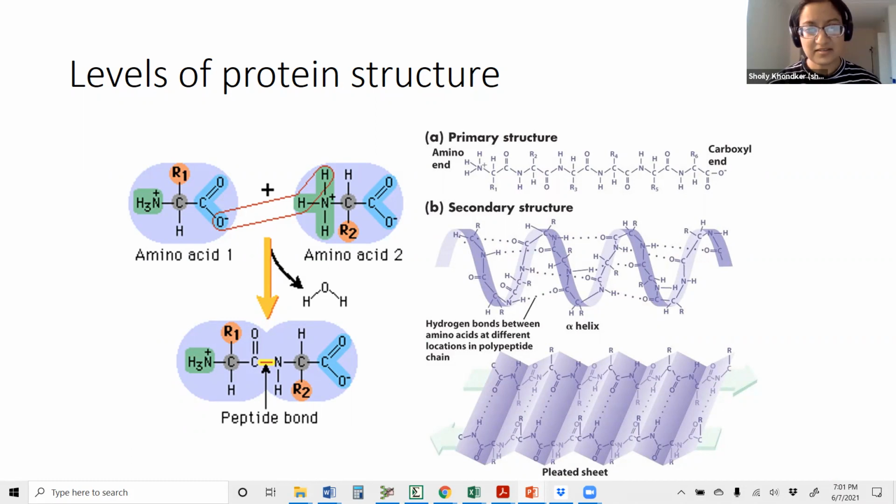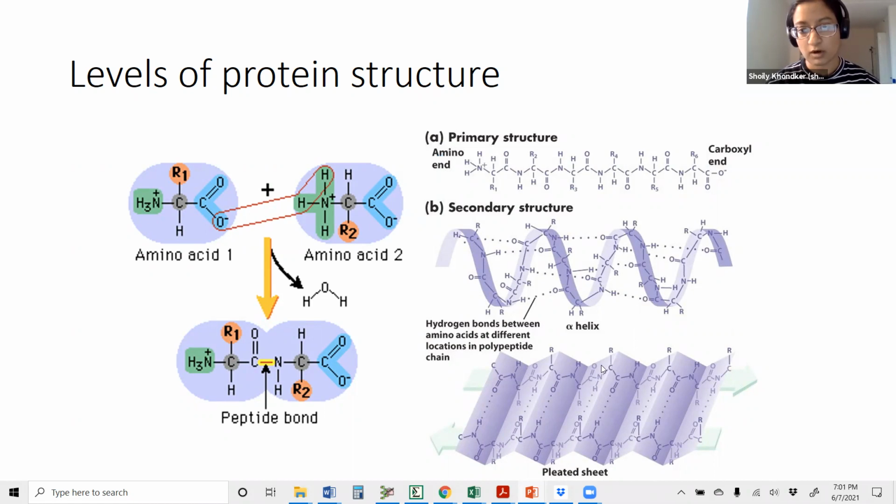And this is again something that we'll go into more detail in a later session. But protein structure has multiple levels. On the most basic level of protein structure is the primary structure, which is just the amino acid sequence. So that's one amino acid after another that are joined by a peptide bond, and it has a distinct amino end and a carboxyl end.